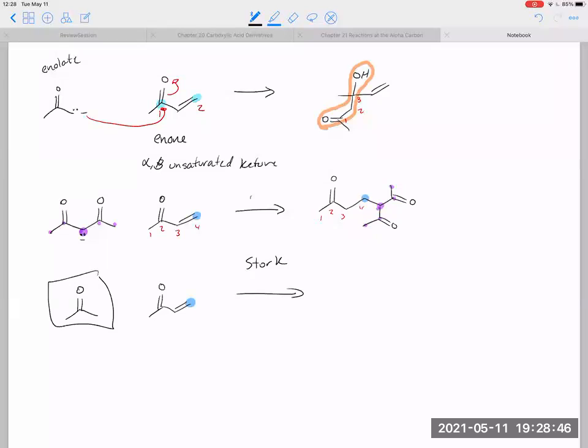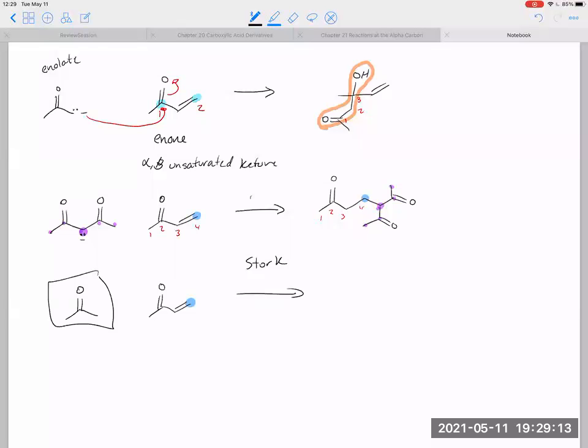enamine synthesis. That's the whole shtick about the Stork enamine synthesis: it takes what would be a strong nucleophile, a 1,2 adder, and converts it into a Michael donor. That is what Stork synthesis does. It makes a ketone that would not otherwise be a Michael donor into a Michael donor. Okay, this was something that clearly was missed by just about everyone.